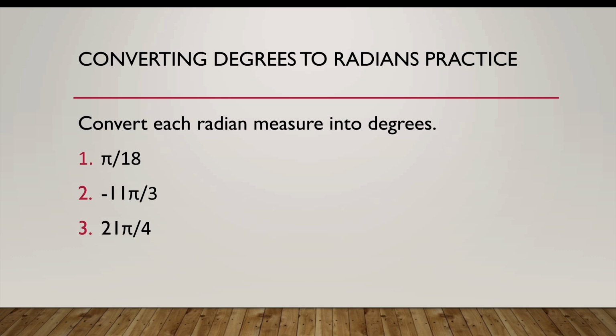I'll give you some time to practice these on your own. Pause this video, take a moment, and convert these radian measures into degrees. When you finish, you should have 10 degrees as the answer for 1. Number 2 should be -660 degrees. And number 3 should be 945 degrees.